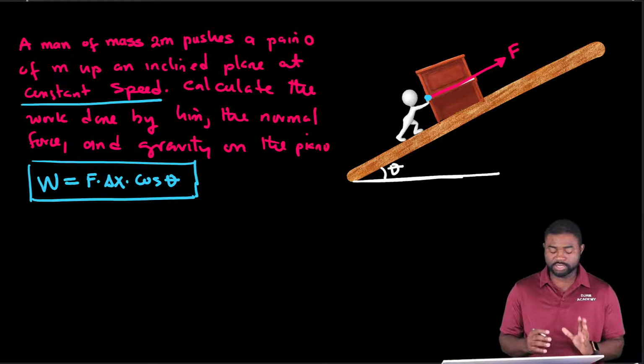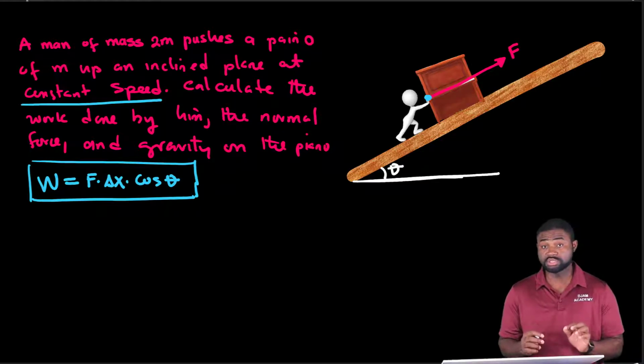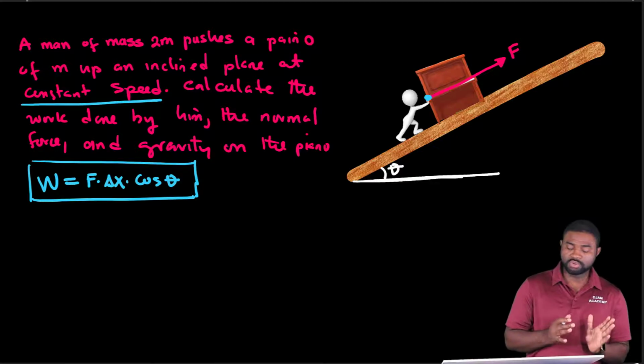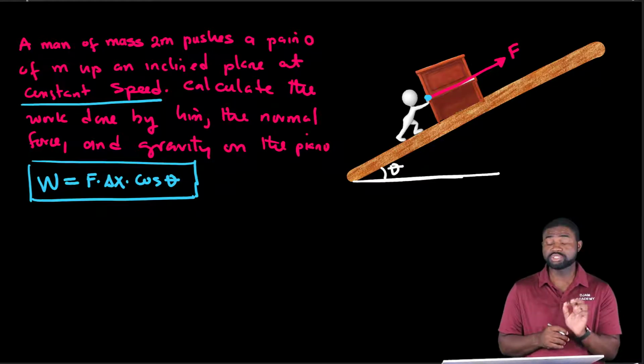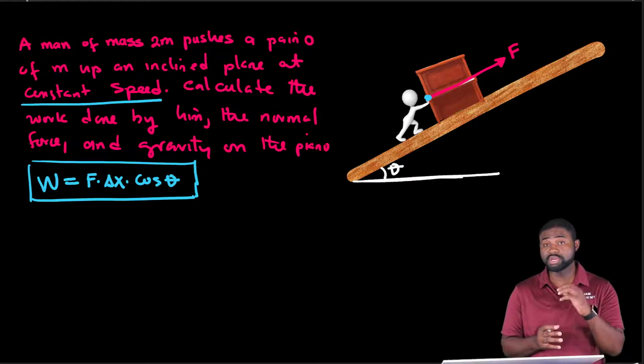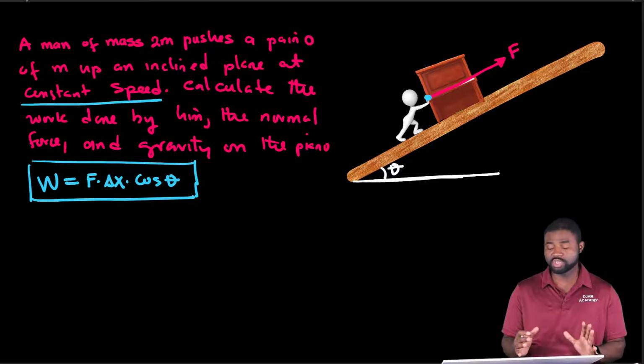Now, why did I underline the phrase constant speed? If the piano is being pushed up the inclined plane at a constant speed, it means that the sum of forces acting on the piano is zero. In other words, there is no net external force acting on the piano. That is really helpful because it will help us to calculate the magnitude of F. This is an exam question I gave before, and part A was to derive an expression for F. So let's start by doing that.